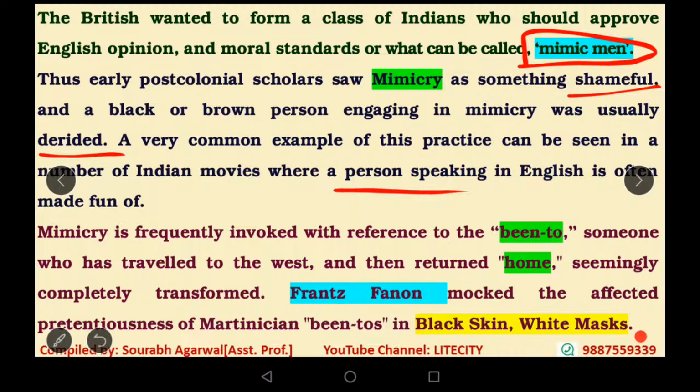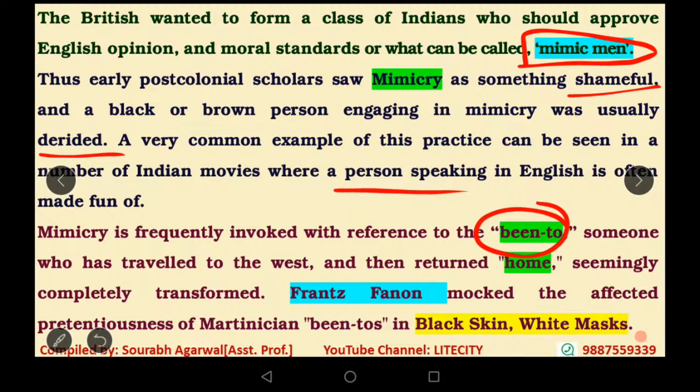He is basically shown as what we say adha adhura gyan. He is made fun of, he is shown his place, whether it is in the use of English language or English manners. Mimicry is frequently invoked with reference to being too.